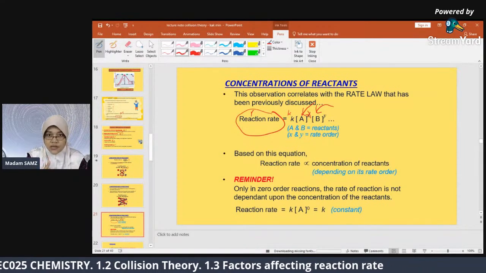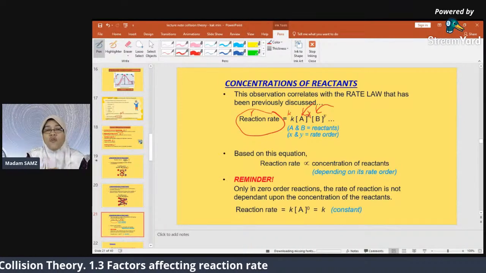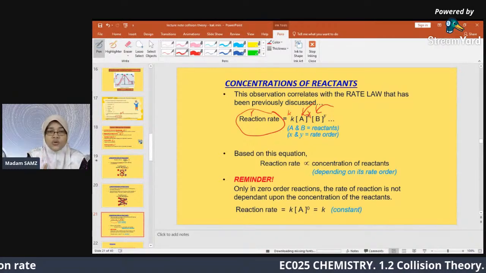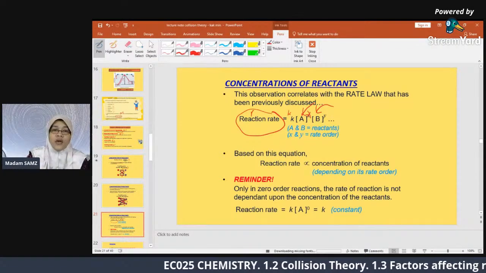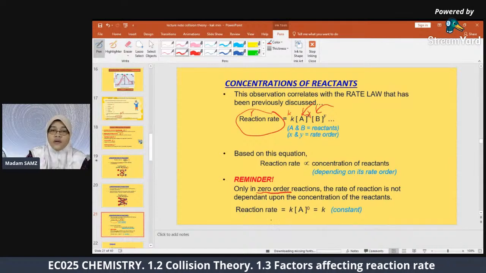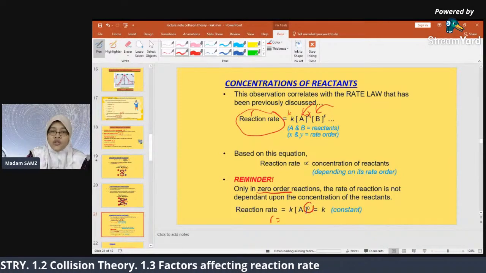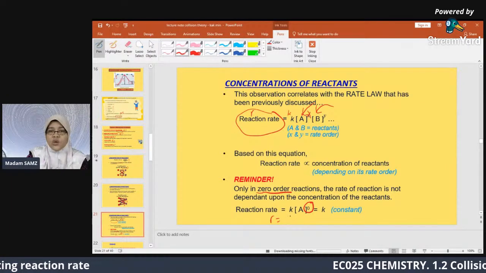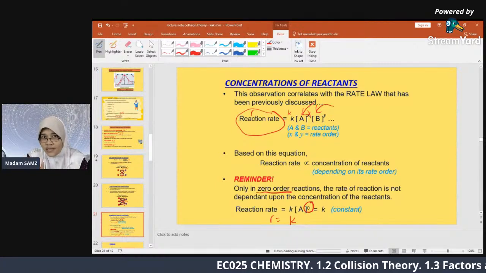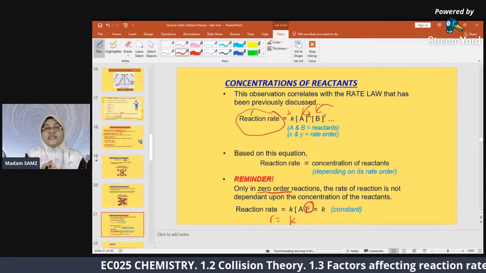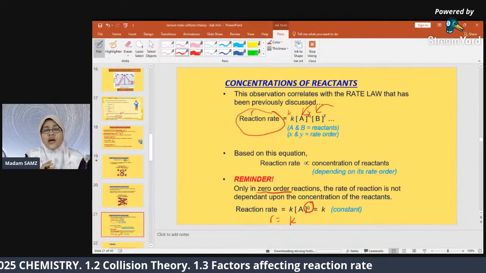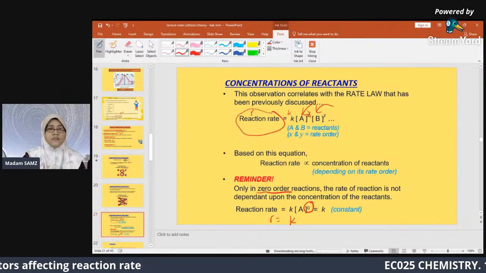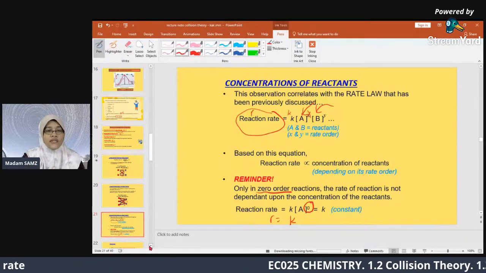But remember, this is only for the other orders, but excludes zero order. Okay, for zero order, the rate law is rate equals k[A] to the power of 0. Anything to the power of 0 is 1. So actually rate equals k. For zero order only, the concentration factor is neglected. Alright? Because however much A you put in, the rate is constant. Okay? Only for zero order.